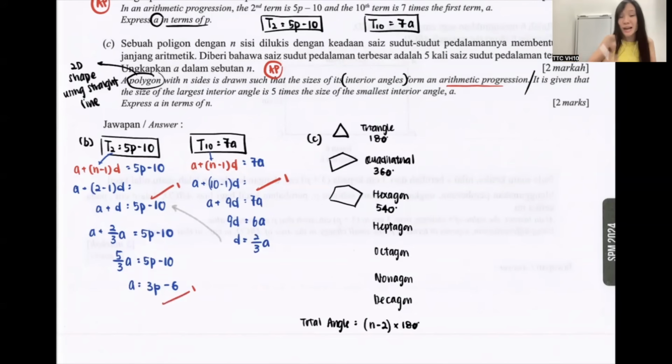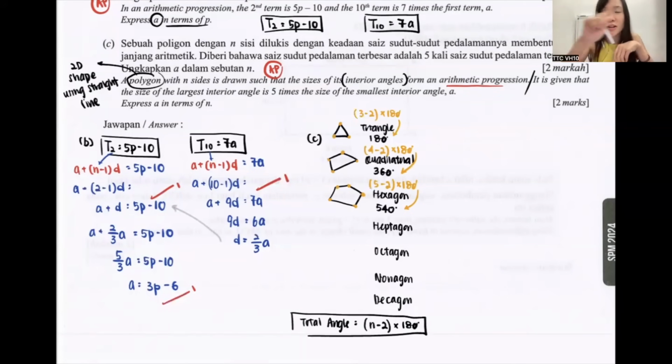For those who don't trust me, let me show you. How many sides does this one have? Wait, I'll use another color. Orange. 1, 2, 3. Isn't it 3? 3 minus 2, times 180 degrees, is 1 times 180 degrees. Do I get 180? Correct. Next one: 1, 2, 3, 4. 4 minus 2, times 180 degrees, means 2 times 180 degrees, which is 360. Correct. Also this one: 1, 2, 3, 4, 5. 5 minus 2, times 180 degrees, means 3 times 180 degrees, which is 540 degrees. Fact check: this is correct. So the total angle at the corners for any shape depends on the number of corners, minus 2, times 180 degrees, okay?